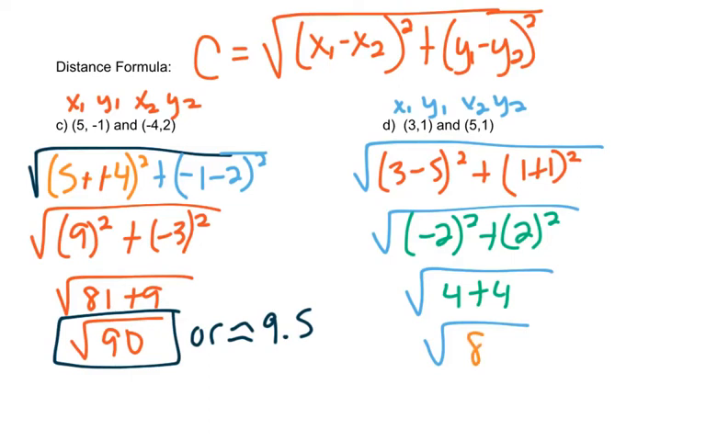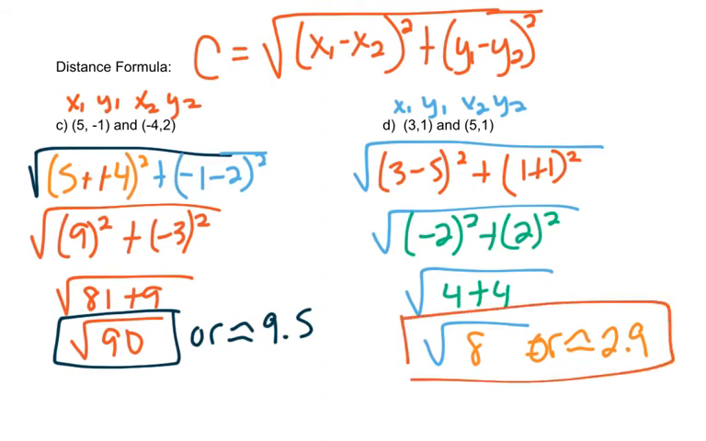So that would be approximately what? 2.9. So we can leave it as the square root of 8. That's the exact answer. Or you could say approximately 2.9. And again, I'm estimating. It might be a little bit different.